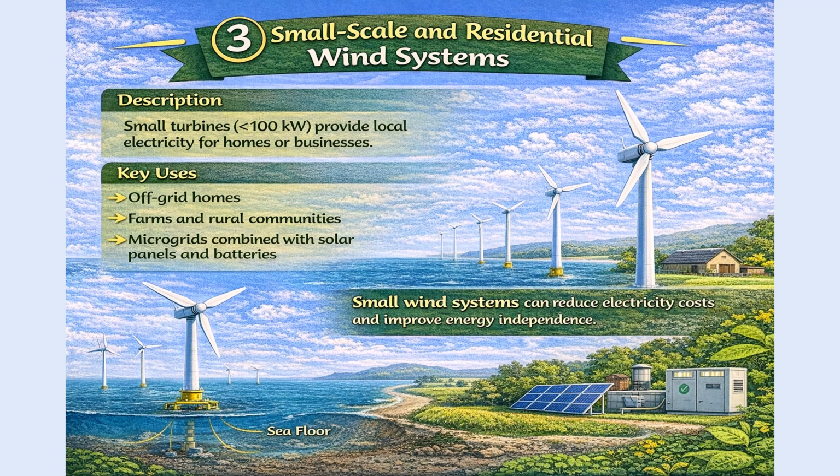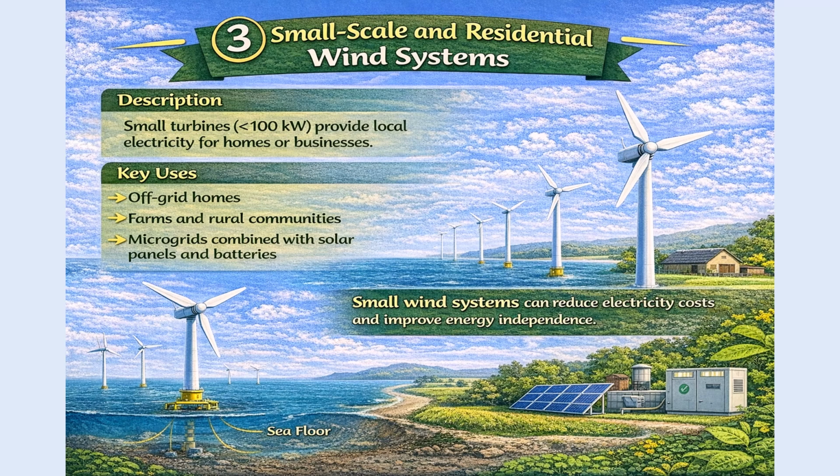They are also increasingly combined with solar panels and battery storage to create microgrids, self-sufficient energy systems that can run entirely independently of the main grid. The combination is powerful. Solar generates during the day, wind often picks up at night and in winter, and batteries store any surplus. Together, they provide reliable power year-round.